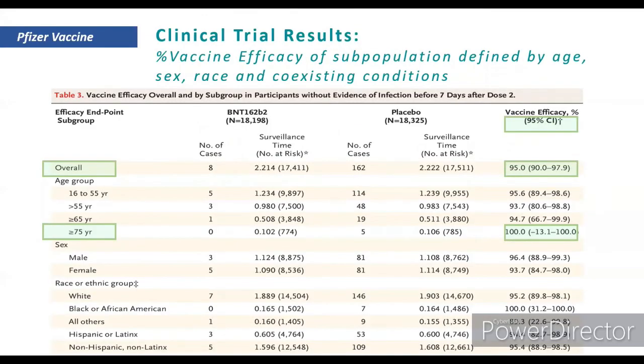This is the chart of percentage efficacy of different subpopulations and with different coexisting conditions for Pfizer vaccine. The overall efficacy is 95%. Our data of interest here is older population greater than 75 years. For their case, the efficacy rate is very high. This is one of the reasons we have seen that Pfizer is recommended for older population in United Kingdom.